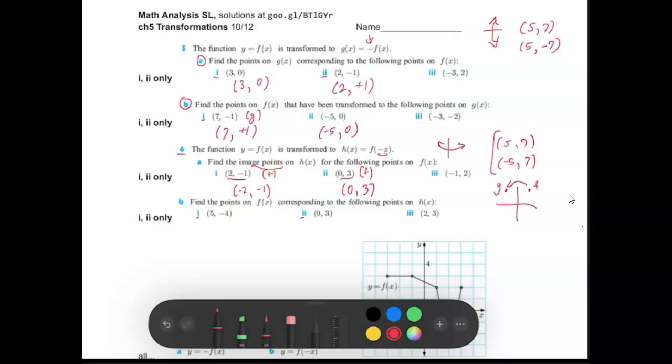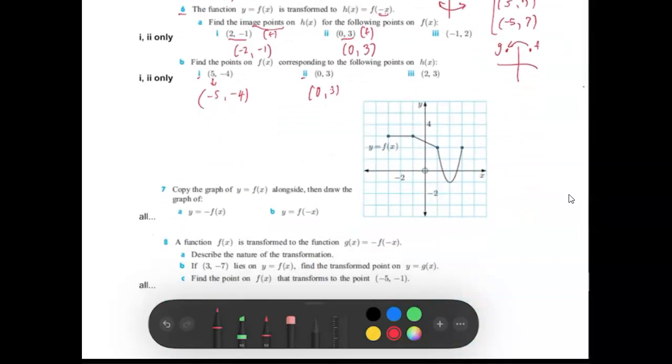So for B1, it's the same thing. We're just going to invert the X coordinate and we leave the Y coordinate the same. And we invert the X coordinate so the 0 stays the same and then the 3 stays the same. So that's it. All right, let's go down and do number 7.